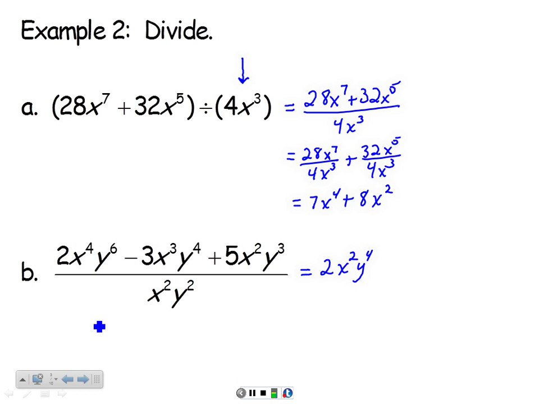Now, negative 3x to the 3rd y to the 4th divided by x to the 2nd y to the 2nd is going to be negative 3x y squared. And then the last one is going to give us 5 x to the 2nd divided by x to the 2nd. That completely cancels out. And then y to the 3rd divided by y to the 2nd is going to give me y. So that's division by monomials.